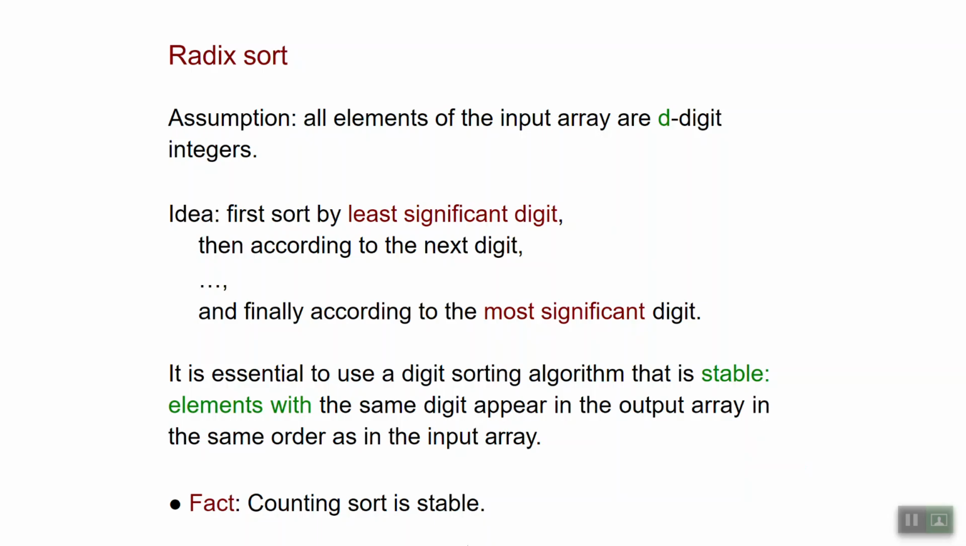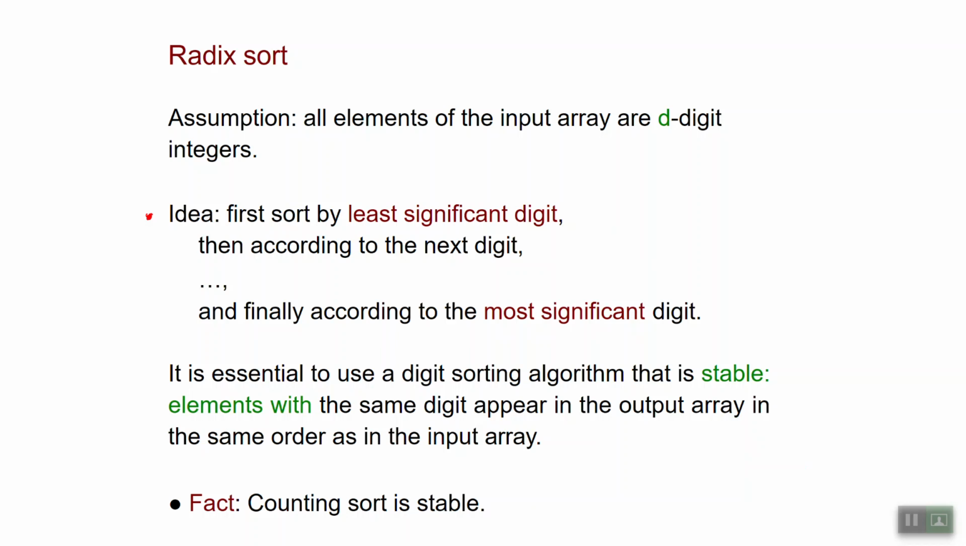In radix sort, the assumption is that all the elements of the input array are integers with d digits. Okay, we're going to think of the numbers in a certain base. And the key idea of radix sort is to first sort the integers by the least significant digit, then according to the next digits, and so on and so forth, until finally you sort according to the most significant digit.